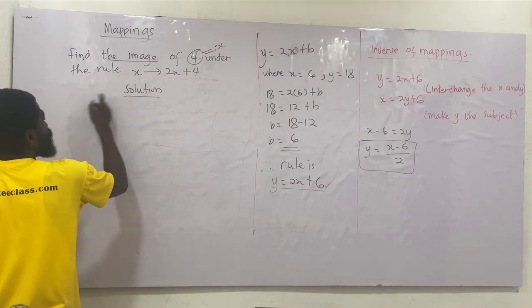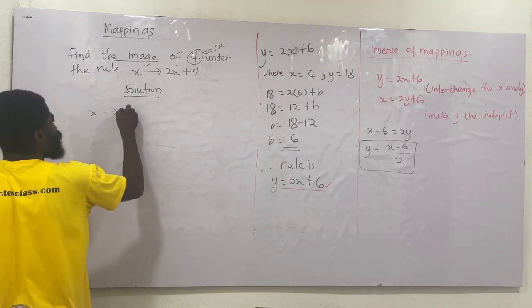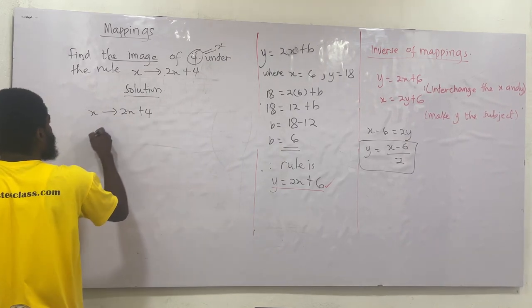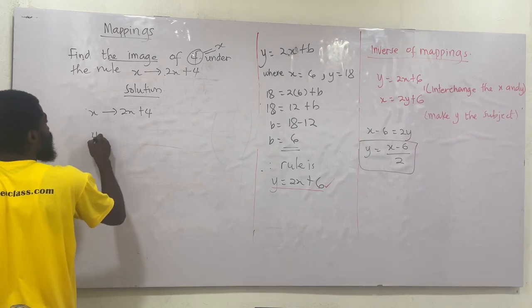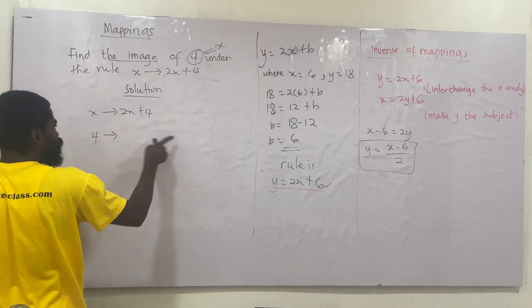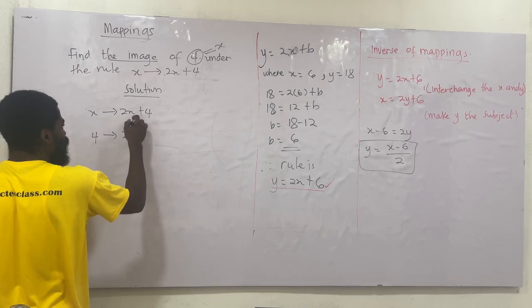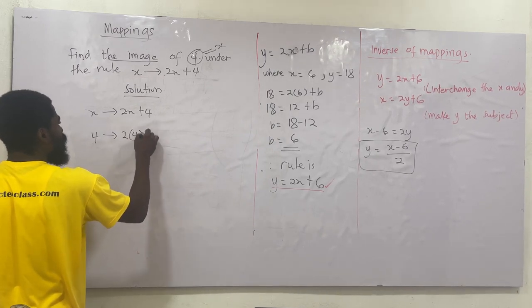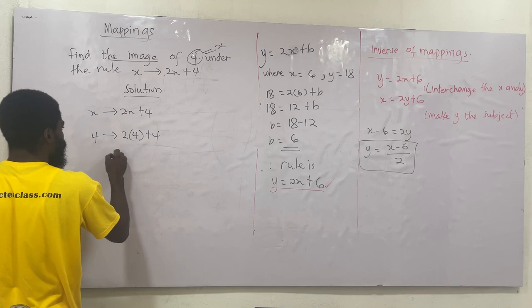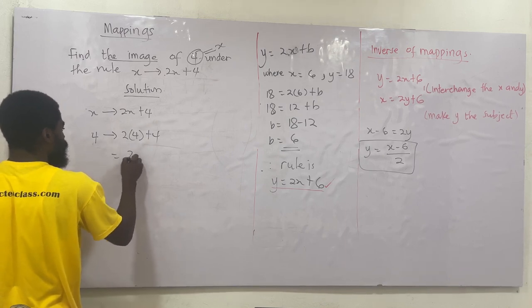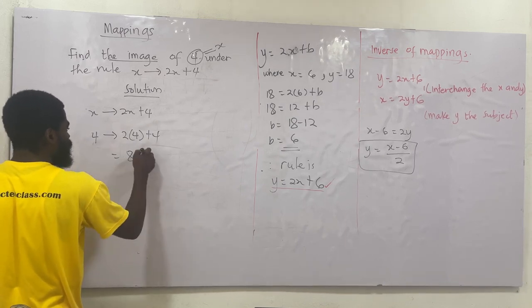We have our x to be 4. So we have x maps onto 2x plus 4. So that will give me what do we have? We say x is 4. So 4 should map onto which y? That will be 2 times of what? Of 4 plus 4. 2 times 4 is what? 2 times 4 is 8, or 4 times 2 is 8, plus 4.